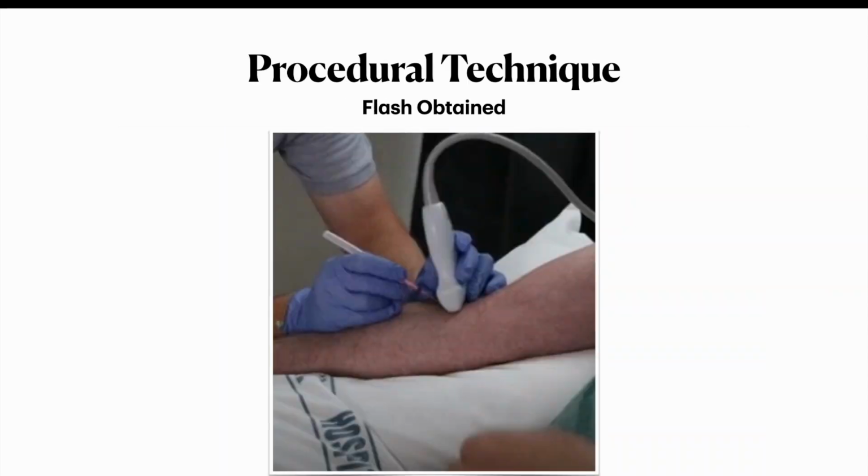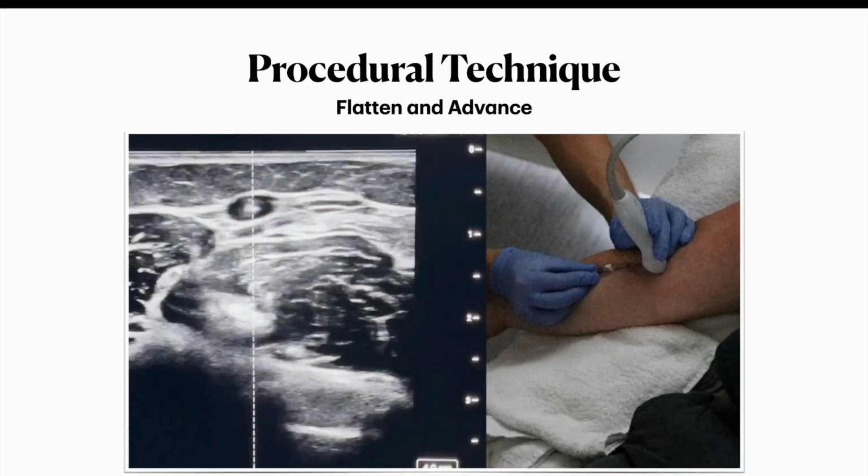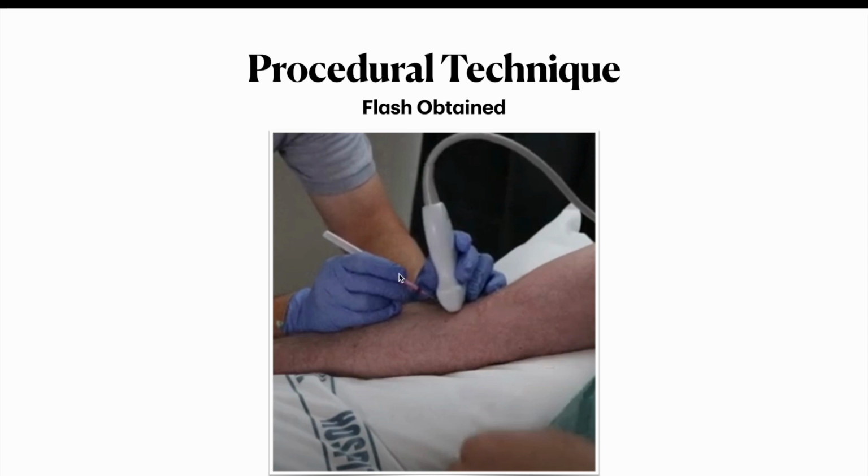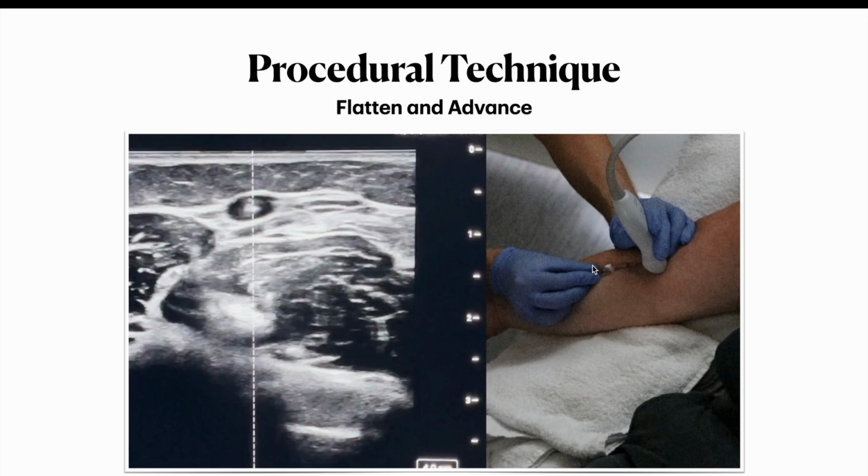So we went in at 45 degrees, we got our flash utilizing one of the techniques we just covered, and we are ready to flatten our needle and advance it within the blood vessel. This is a still shot showing exactly what this would look like. And what you'll notice is that as I insert the needle at a 45-degree angle, I'm holding it more like a pencil. But when I flatten my needle, I prefer to grab it at its base, flatten it as much as possible so then I could advance it beneath the probe.